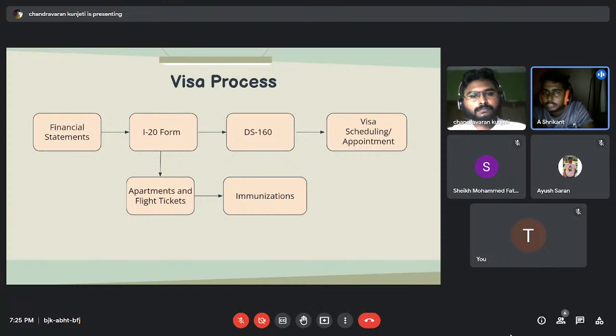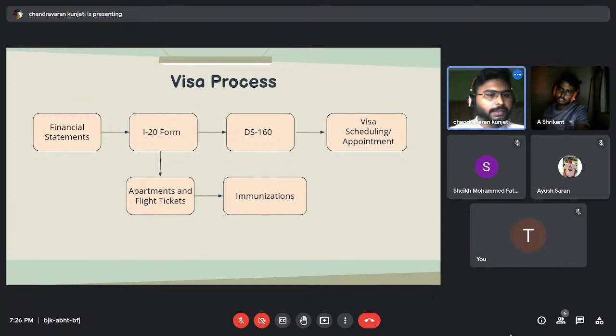So these are the processes which I think are very essential while you're handling the visa and appointment scheduling processes. Yeah. Thank you, Shrikant.